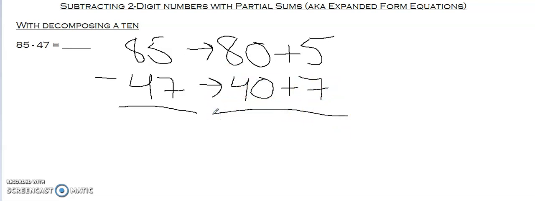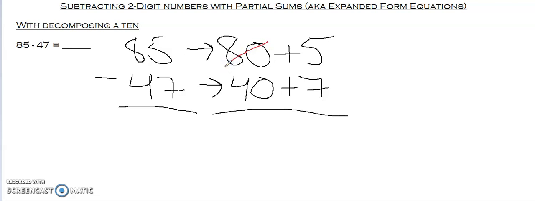A big mistake a lot of students will make is they'll see 5 and 7 and they'll think 2 because 7 minus 5 is 2. But that is not what this is. The 5 is what we're looking at first, and so 5 minus 7, in second grade, we do not do negative numbers, so in second grade, we say that is not possible to do, so we need to decompose a 10, or some of you may know that as regrouping.